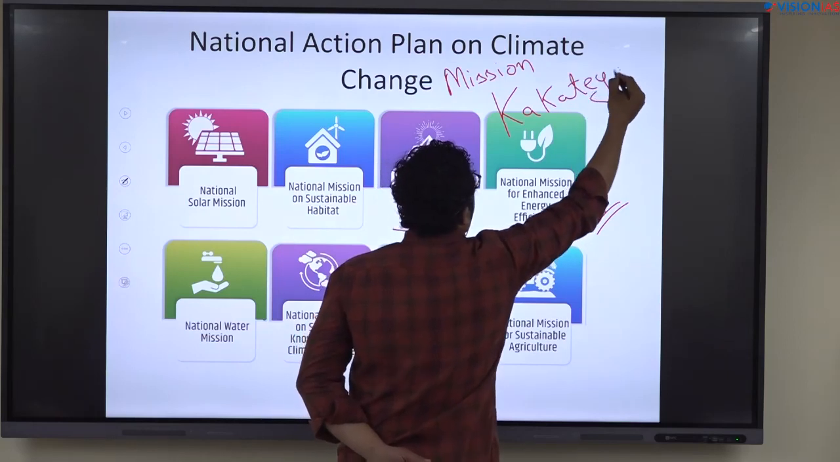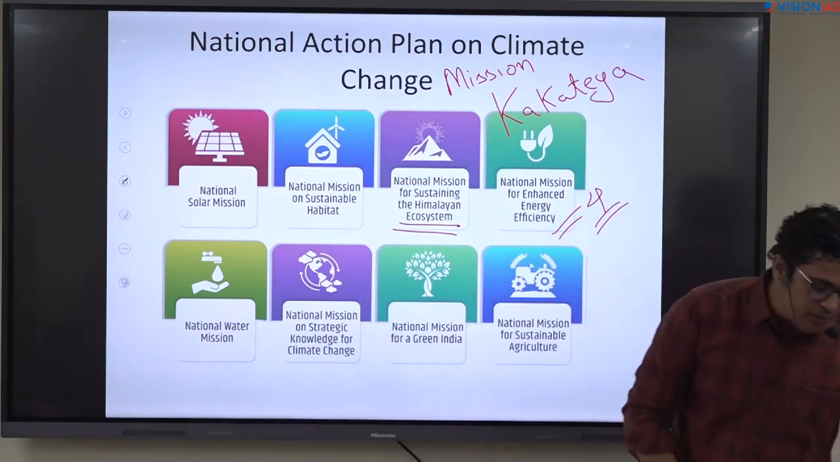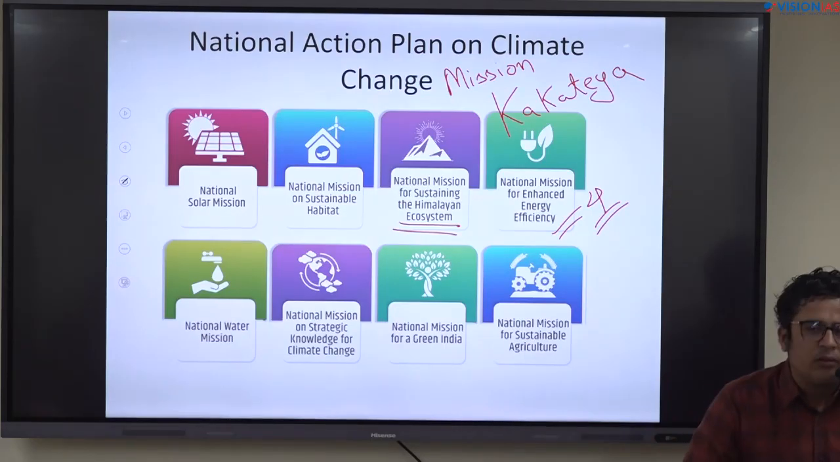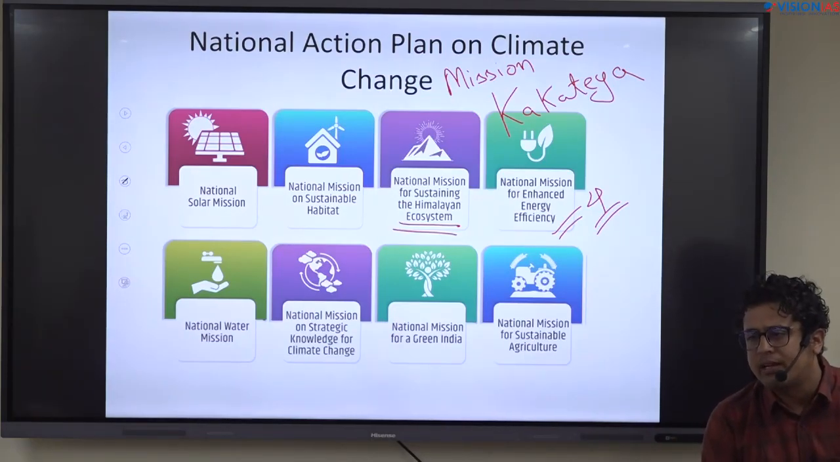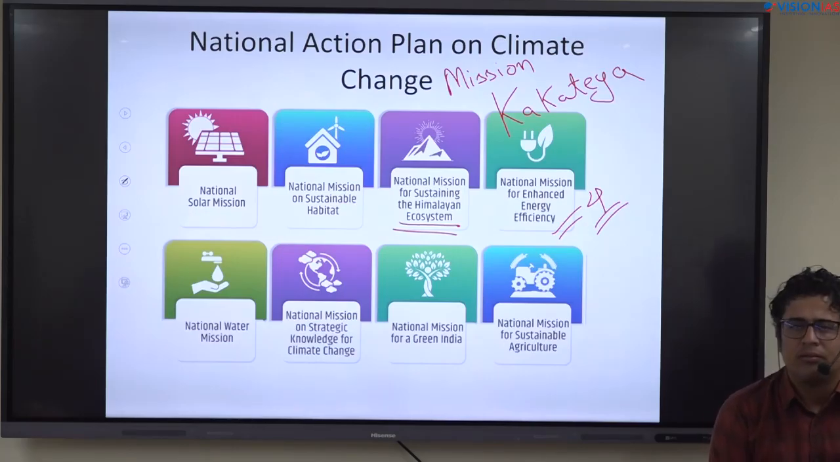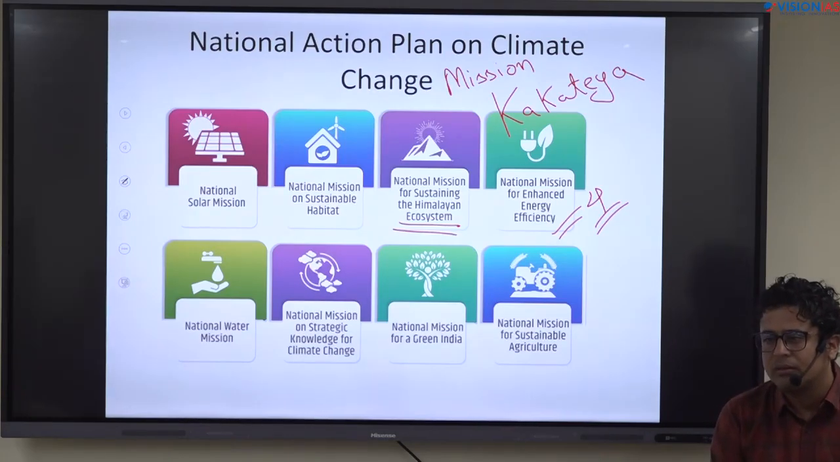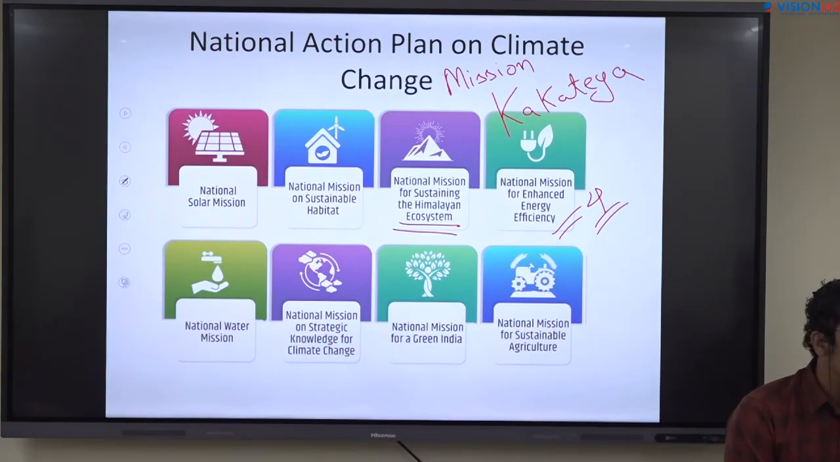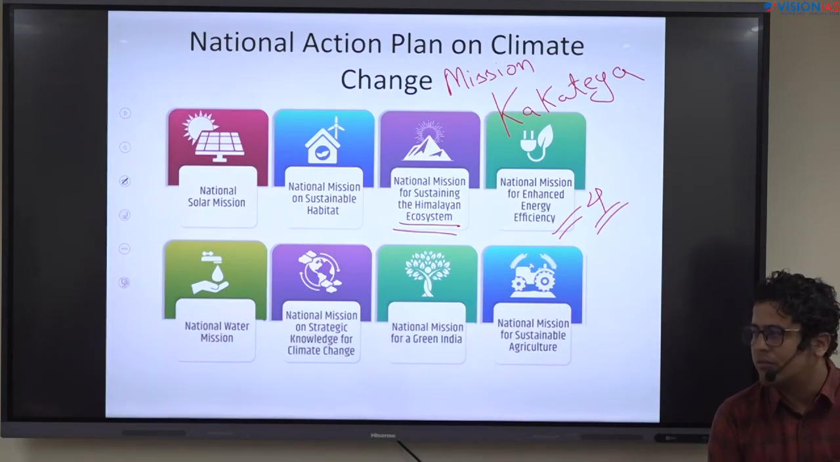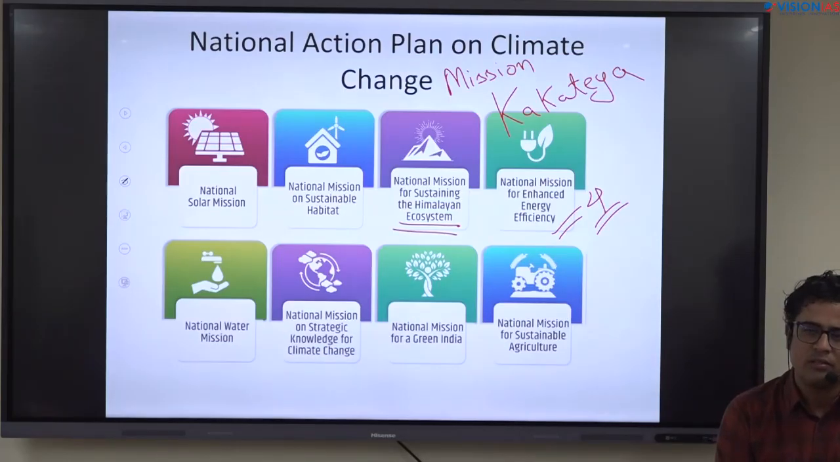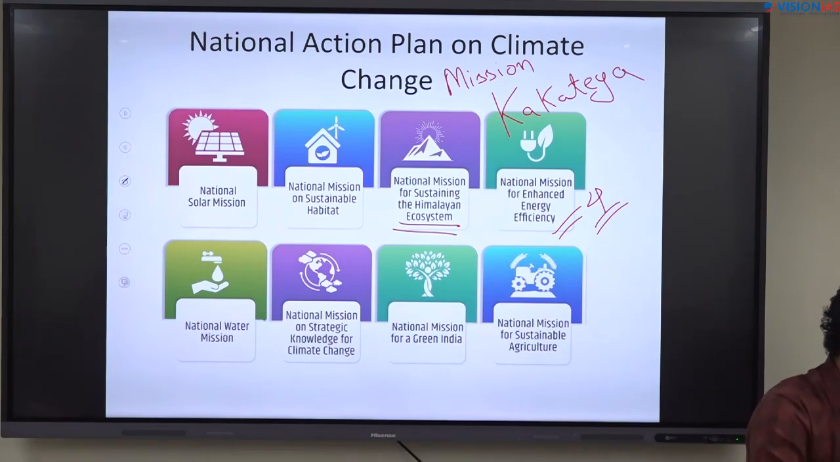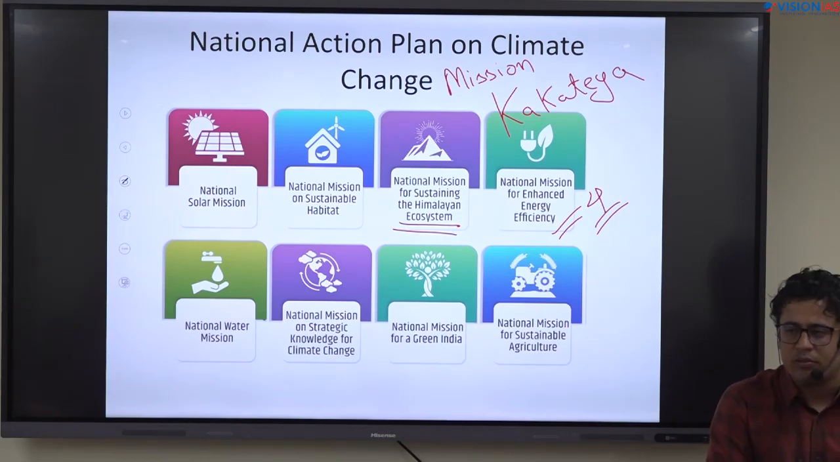Okay. What is happening in this mission? Mission Kakatiya? Ponds and lakes are reworked. Why? To conserve rainwater. Okay. See, Mission Kakatiya is the initiative of Telangana government. Kakatiyas were the rulers under which water harvesting was done. So during that time, there was no shortage of water. So the government has taken inspiration from them and they have started constructing water harvesting structures.